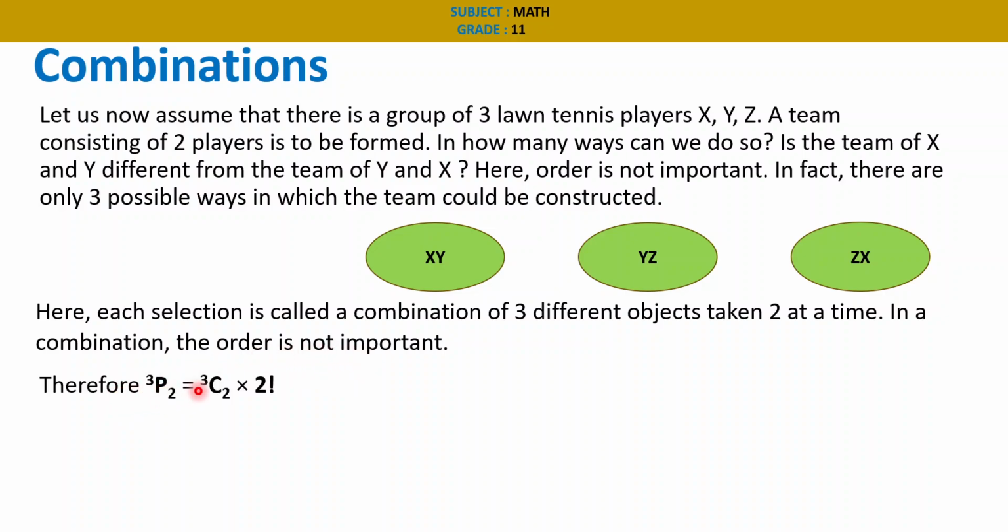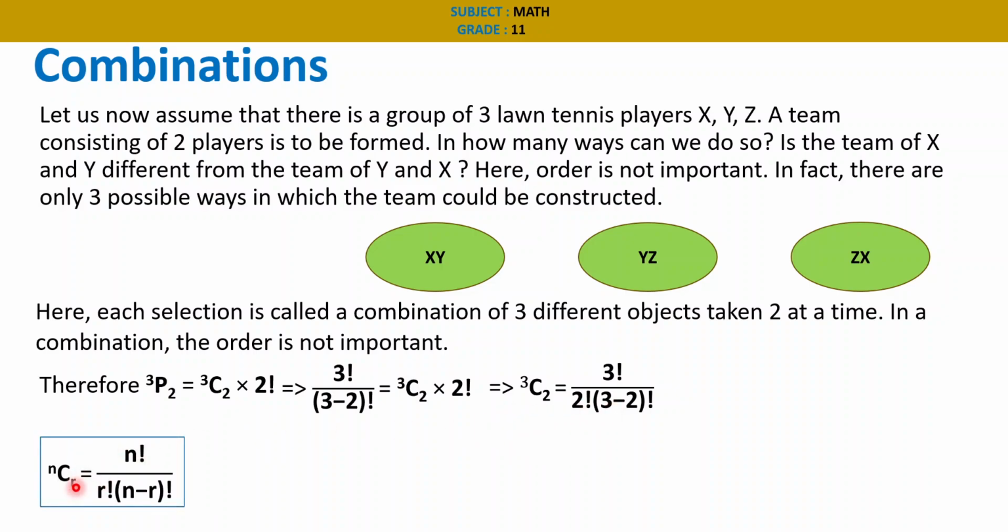Therefore, 3P2 is equal to 3C2 into 2 factorial. That is, 3 factorial divided by (3 minus 2) factorial is equal to 3C2 into 2 factorial. That is, 3C2 is equal to 3 factorial divided by 2 factorial into (3 minus 2) factorial. So, in general, nCr is equal to n factorial divided by r factorial into (n minus r) factorial. And nPr is equal to nCr into r factorial.